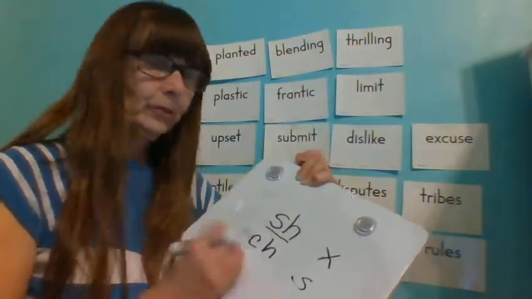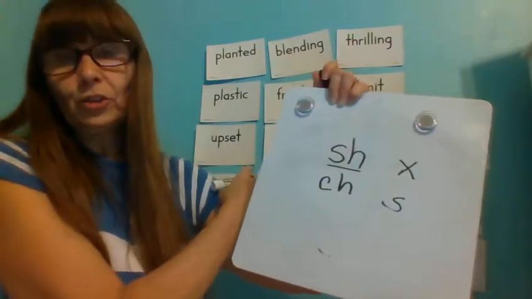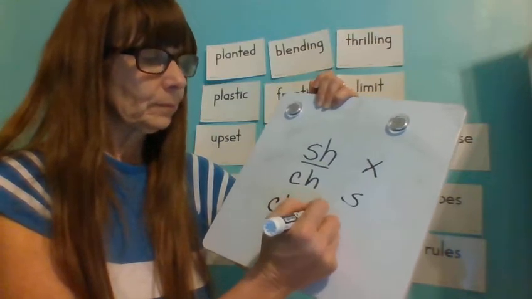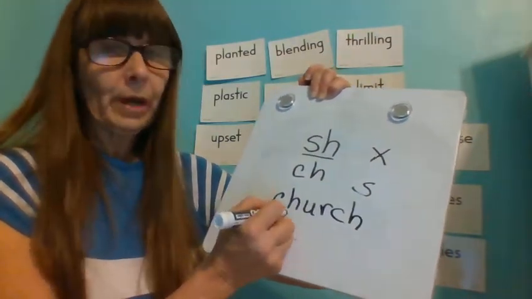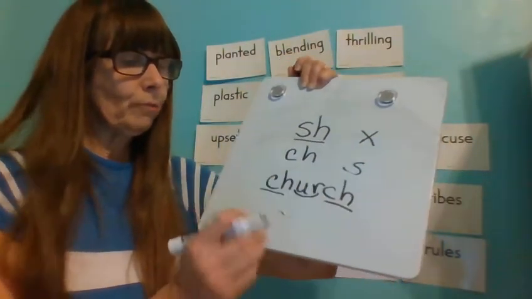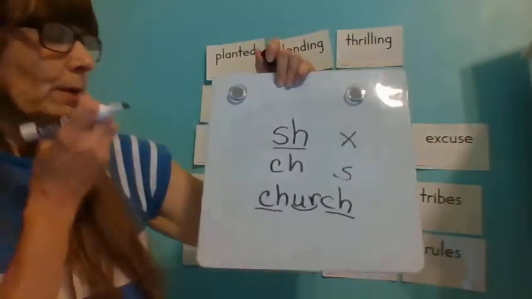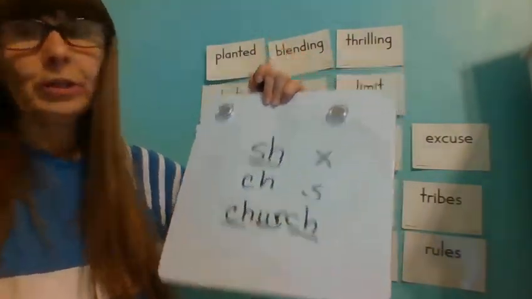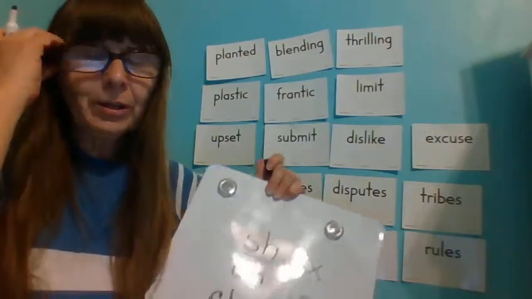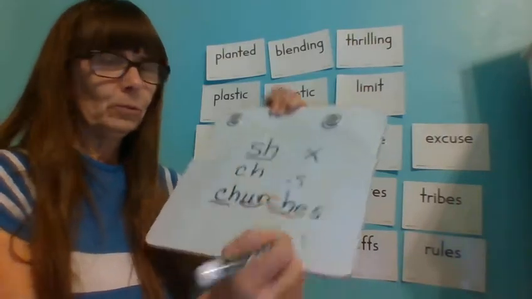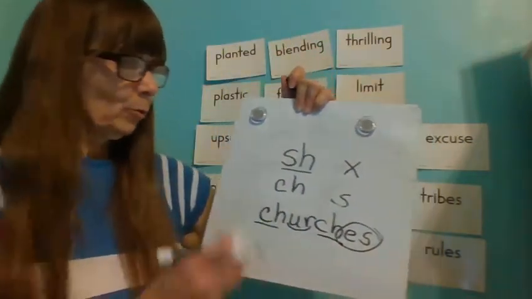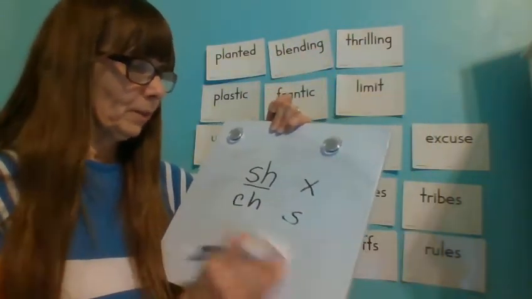Okay, so let's think of another word with ch, a word ending with ch. So why don't we try writing this? So we have a digraph at the beginning, a digraph at the end, and our R control vowel R. So we put it together, we have church. So if there's more than one church, we don't say there's churches, we say there are churches with the suffix es. Oops, not very neat. It's hard to write neatly with this held up like this.